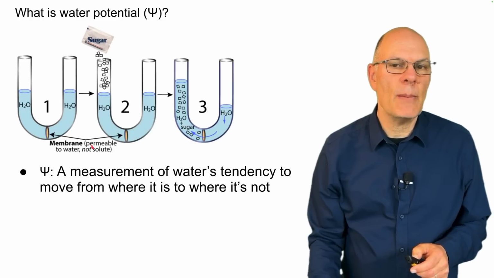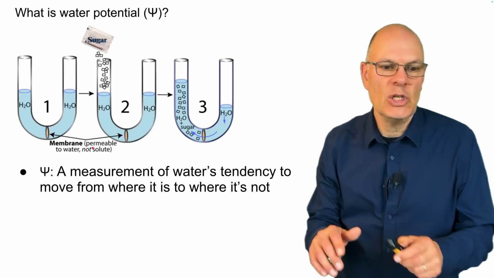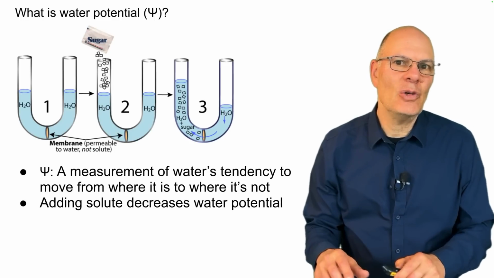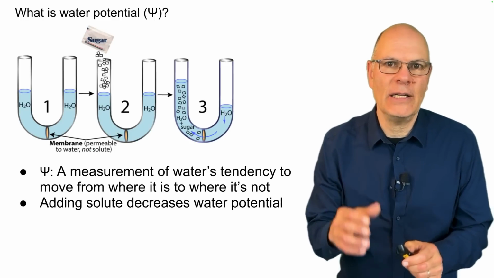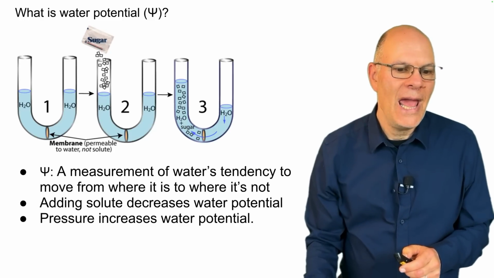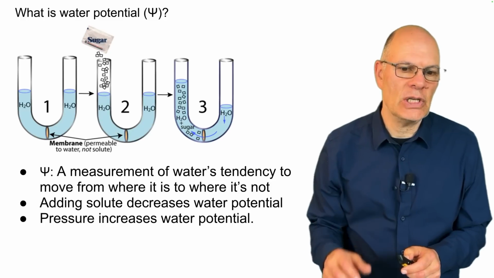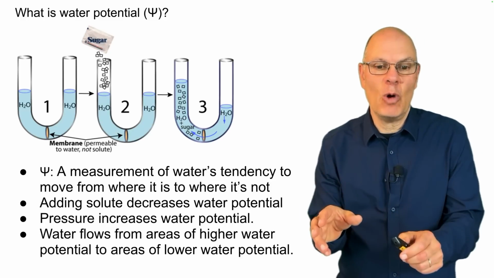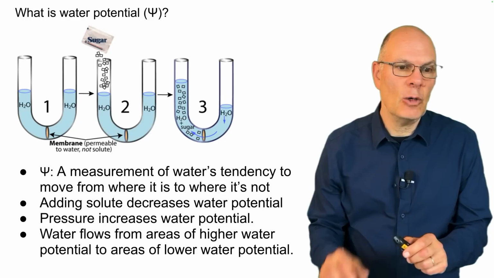So water potential is a measurement of water's tendency to move from where it is to where it's not. Adding solute decreases a body of water's water potential. Adding pressure increases water potential. And water will flow from areas of higher water potential to areas of lower potential.